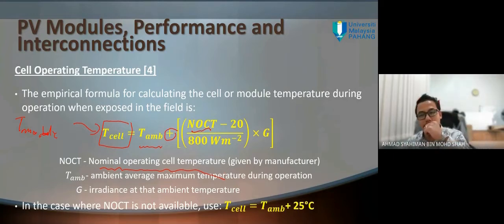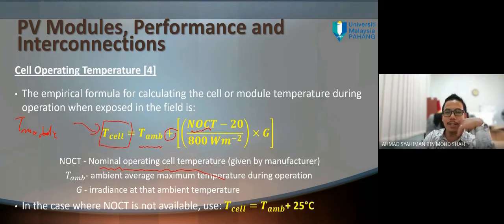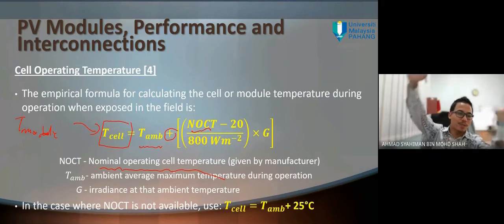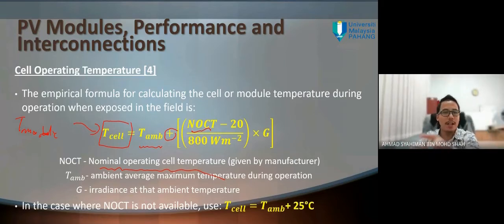Okay. And then NOCT minus 20 and then over 800 watt per square meter. Don't ask me why over 800, why not 700, why not 600, why not 500. It's basically derived from some books. Okay. So T cell, so the cell temperature is coming from this equation. So just accept lah. Jangan query lah kan. Kita ambil value ni dengan yakin, tanpa ragu-ragu.